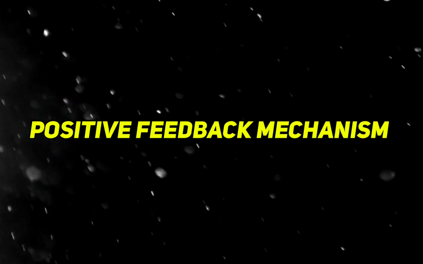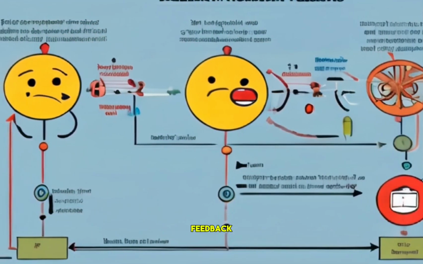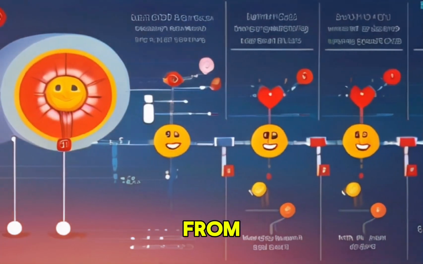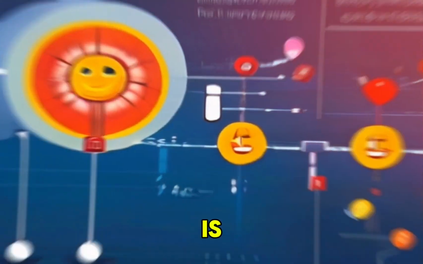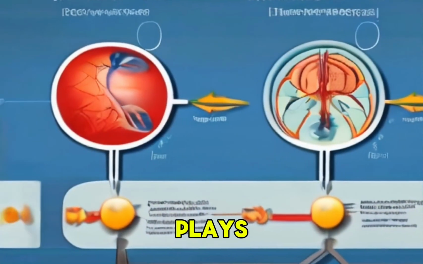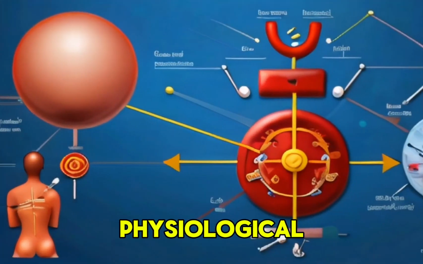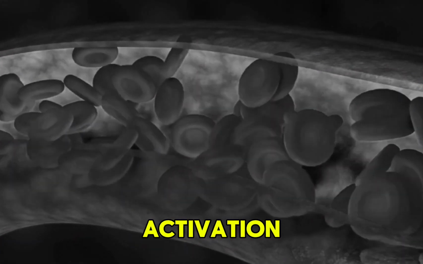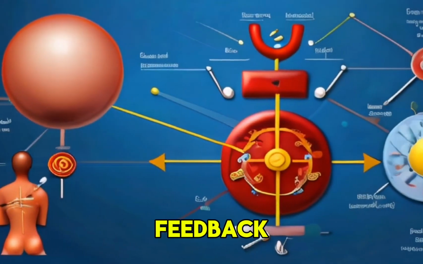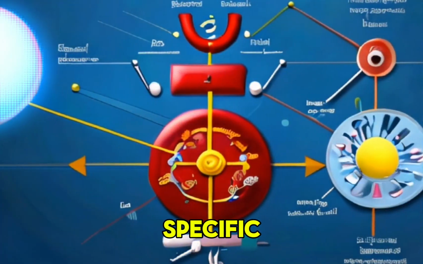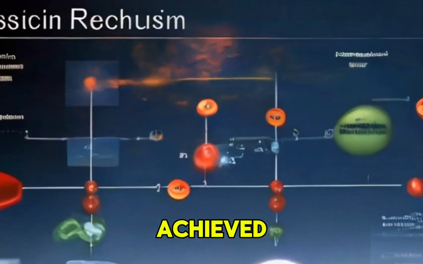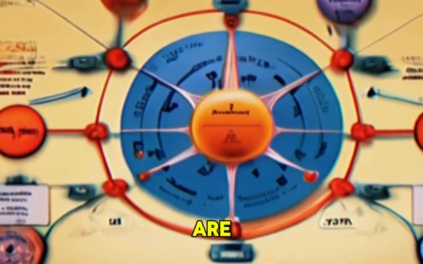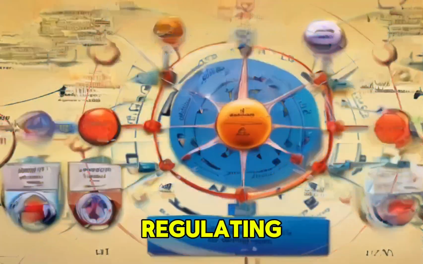Positive feedback. In contrast to negative feedback, positive feedback amplifies or reinforces changes to the system, leading to a deviation from the set point. This feedback mechanism is less common in homeostasis, but plays a critical role in certain physiological processes such as childbirth, blood clotting, and the activation of certain hormones. Positive feedback loops continue until a specific endpoint or outcome is achieved, after which the system returns to its baseline state.